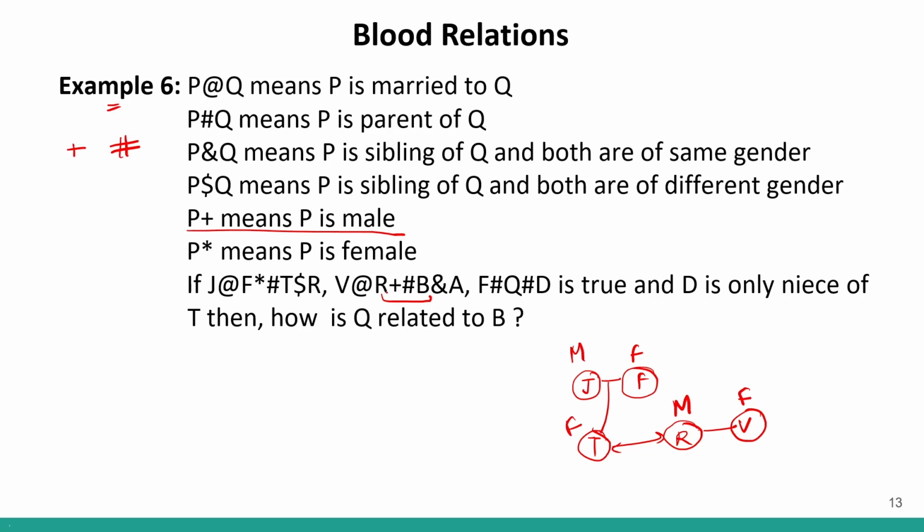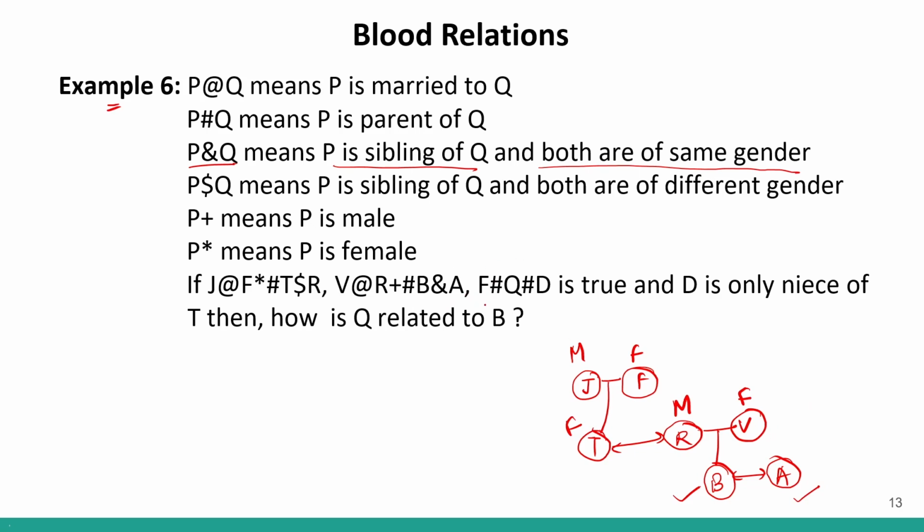Now it is given to us R hashtag B. So hashtag B means R is parent of B. So R and V have a child together, B. But B's gender is not known. Okay? Moving forward. B and A. B and A means B is the sibling of A and both are of same gender. So B is the sibling of A and I am drawing two rights to denote that they are of the same gender. Okay? They are of the same gender.